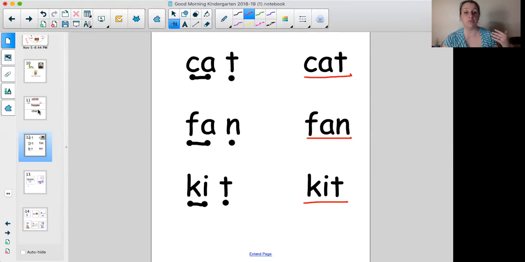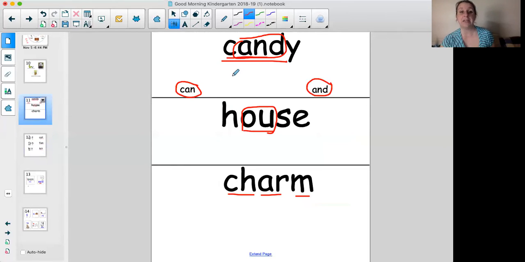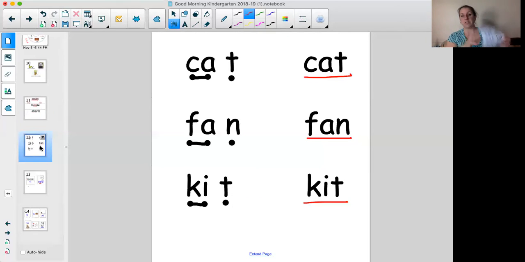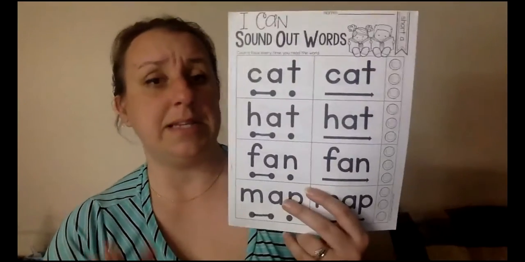So when you get to reading big words like this, you'll automatically be able to go candy, house, right? You'll be able to do that much easier. And then before you know it, you're not even going to have to stretch out the sound. You're just going to be able to recognize those sounds and say them immediately. So with this, let me stop sharing for just a second. With this, it's the exact same thing.